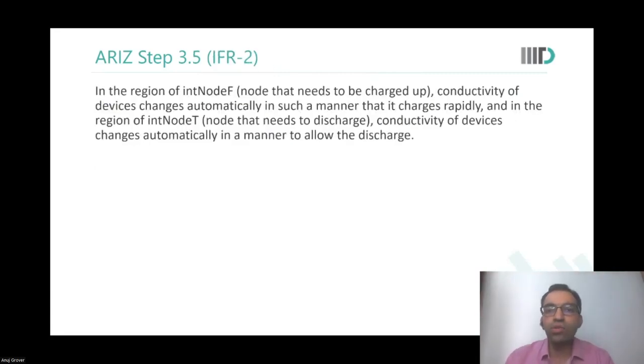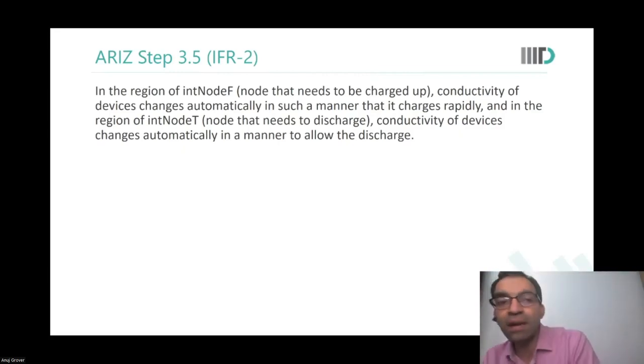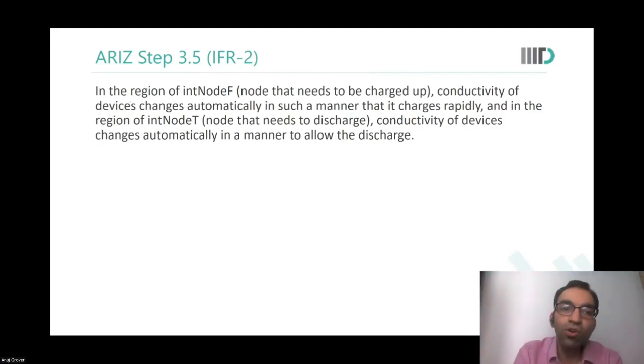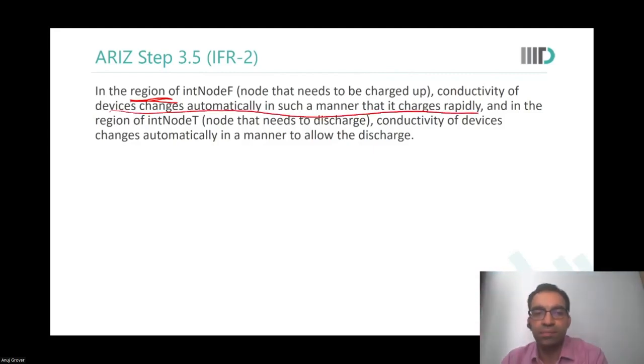And you then also talk about in the region of the int node F, because you knew that the operating zone can be different. You could separate by the space. So you now talk of it in terms of space. In the space of int node F, the node that needs to be charged up, conductivity of devices changes automatically in such a manner that it charges rapidly.